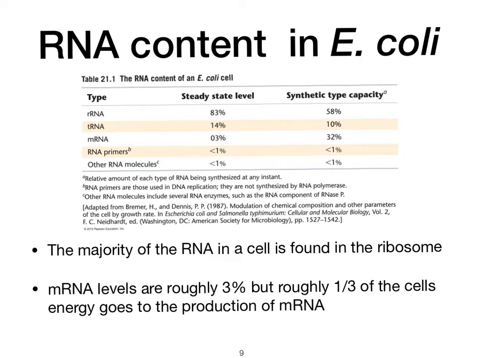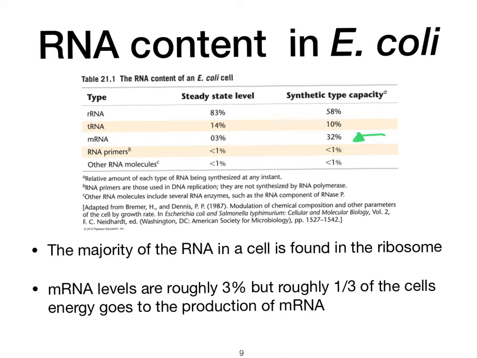In E. coli, we see all three of these types of RNA at steady state. The rRNA is 83% of the steady state, but is only synthesized at less than 60%. tRNA is relatively consistent, around 10%, both at the steady state level and for the synthetic capacity. But mRNA is only 3% of the RNA content at any given time. However, it accounts for 32% of the synthesis.